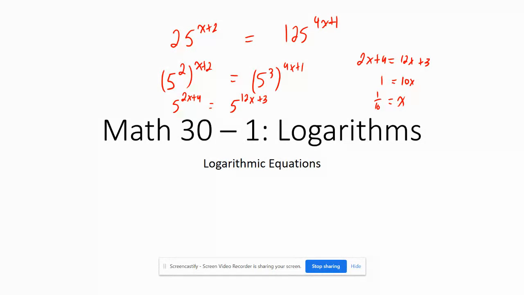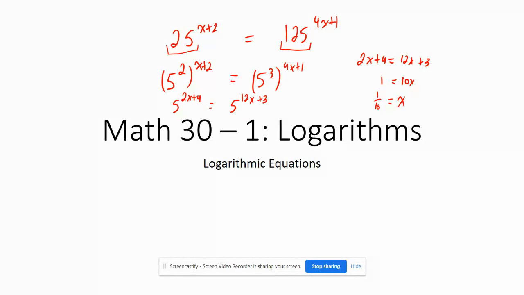Okay, so these types of equations were ones that we did in chapter 7. Now, hopefully what you can see here, guys, is that these questions only worked because 125 and 25 both could be written as base 5 numbers. Okay, well, what happens if you can't convert both of those to the same base?